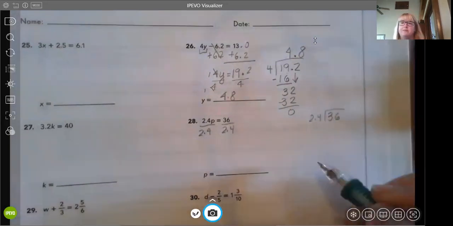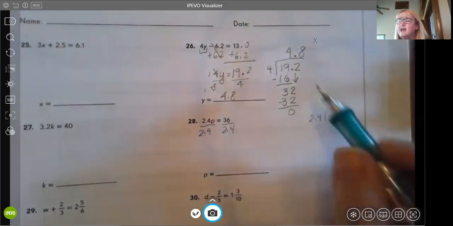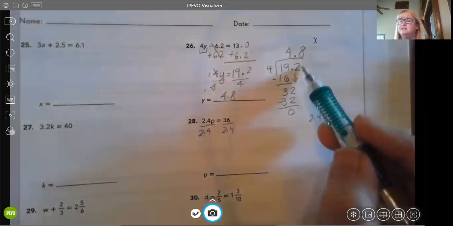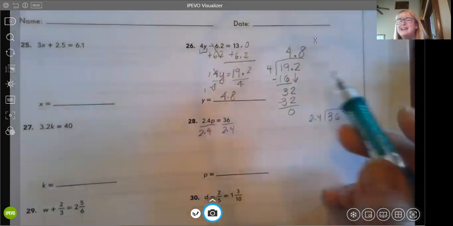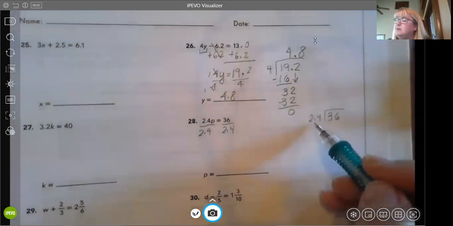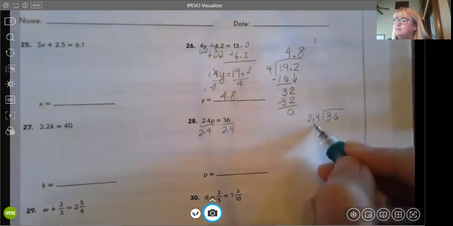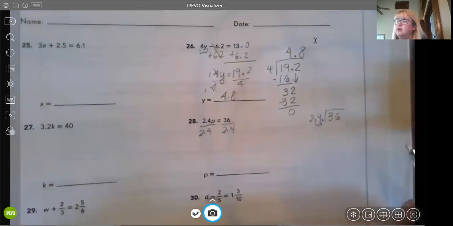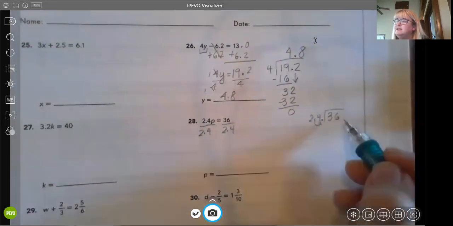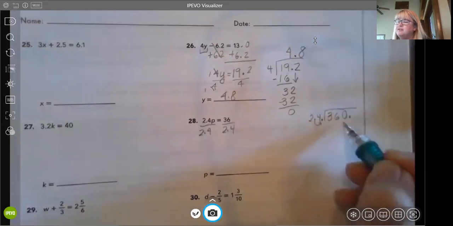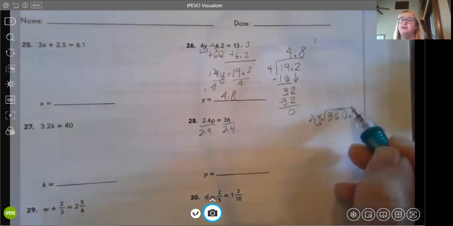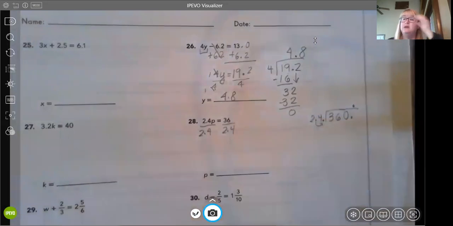Okay, if you remember, up here, we can have a decimal under the house, okay? But we can't have one outside the house. So we need to move this one over and make this 24. And then I need to add a 0. So I can move the decimal from after the 36 to here. I'm going to put it up there and then ignore it.